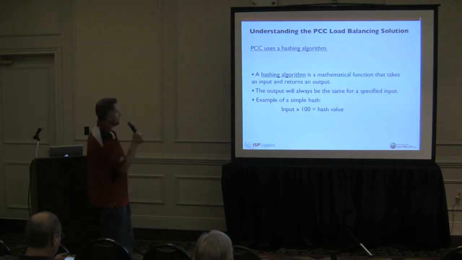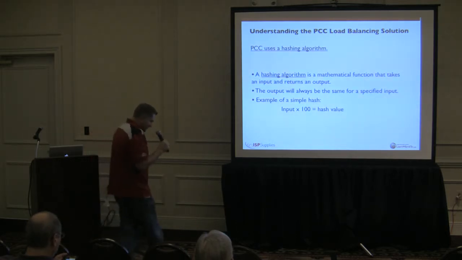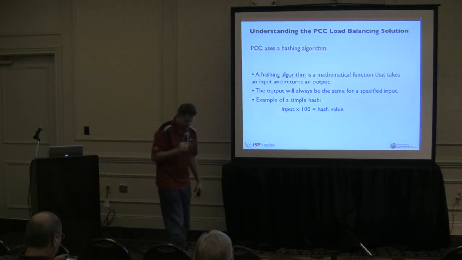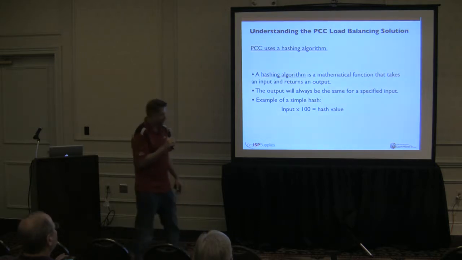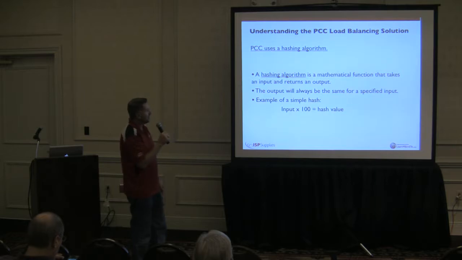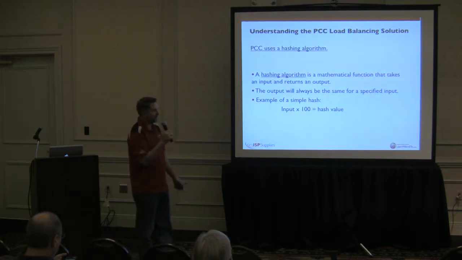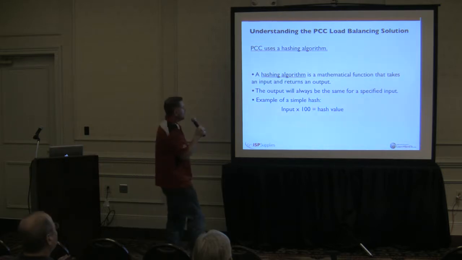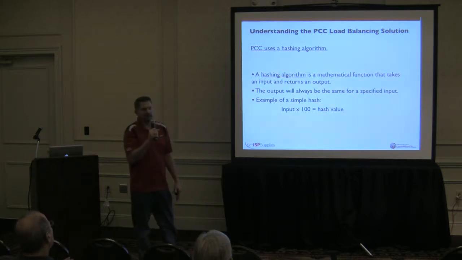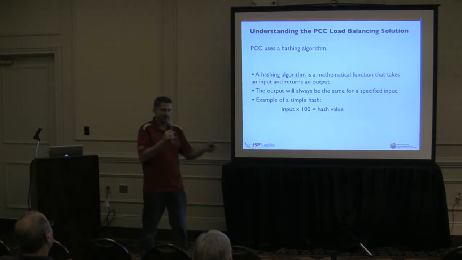Well, first, hashing algorithm. If you're a programmer, you already know this. But if you're not, and you're like me, you want to know what it is. So a hashing algorithm is a mathematical function that takes an input and returns an output. The output will always be the same for a specified input. So if you put A in, you always get Z out.